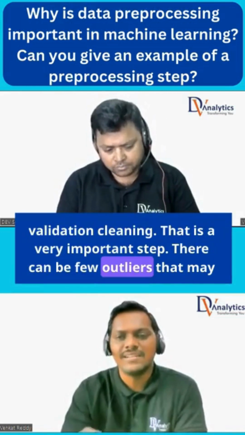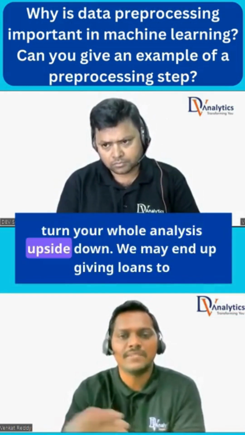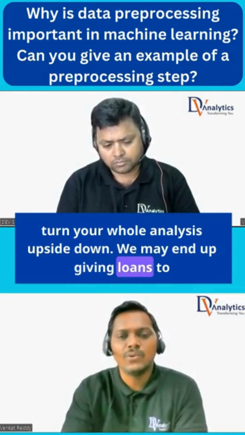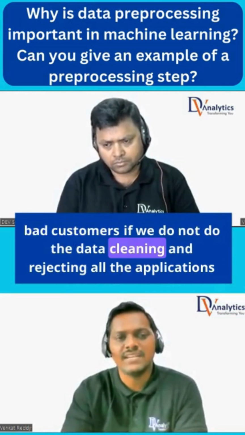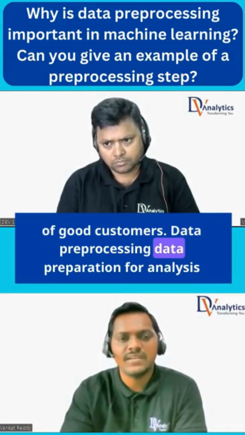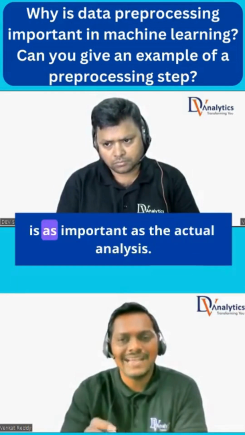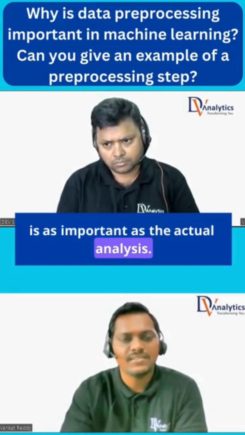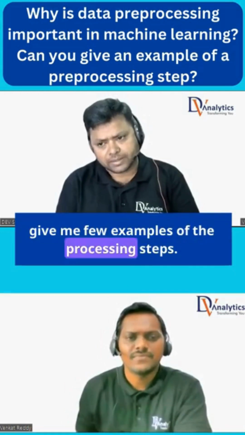There can be a few outliers that may turn your whole analysis upside down. We may end up giving loans to bad customers, and rejecting the applications of good customers, if we do not do the data cleaning. Data pre-processing, data preparation for analysis, is as important as the actual analysis. Can you give a few examples of the processing steps?